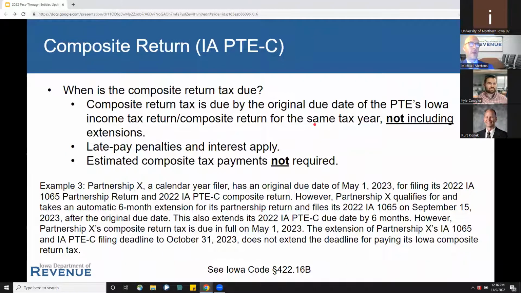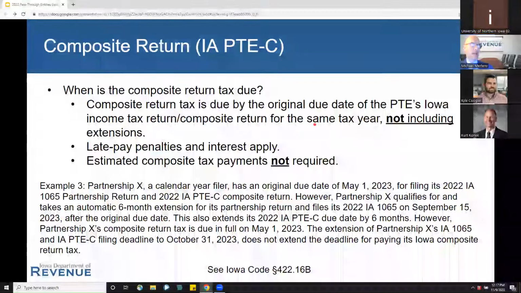In this example, the partnership qualifies for and takes that automatic 6-month extension to file its partnership return by filing after the original due date. This also extends the composite return due date by that 6 months, but it does not extend the composite return tax payment deadline. Even though the composite return is due October 31st, the pass-through entity's composite tax must be paid by May 1st, the original due date of that composite return.